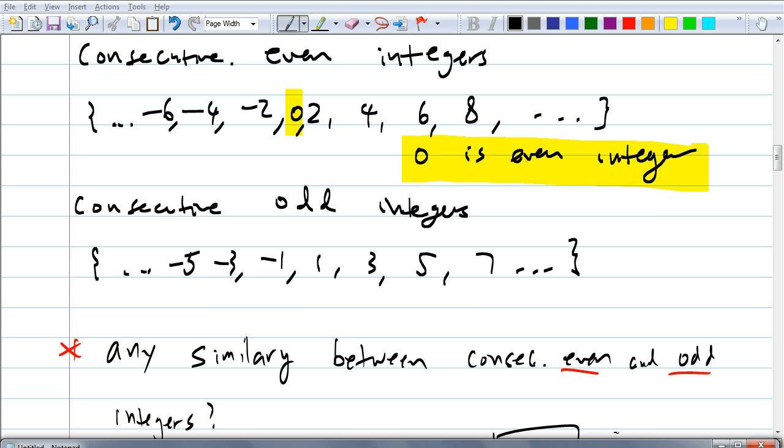Do you guys see any similarities between consecutive even and odd integers? Do you see something that's similar in both of them? See any similarity between them? I want you to discuss with your group. Okay, go ahead. Think about it. Do you guys see something that's similar between these? Go ahead. I'll wait.